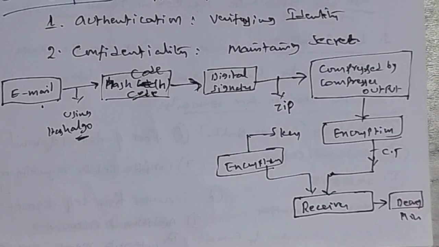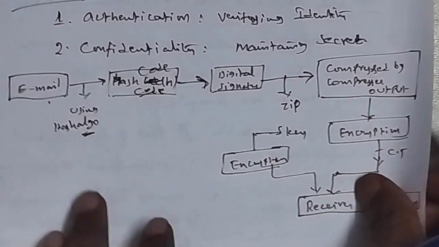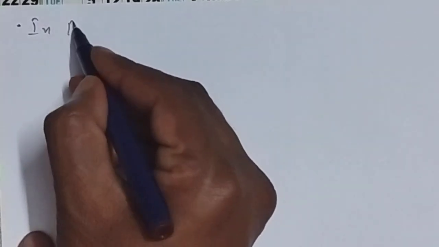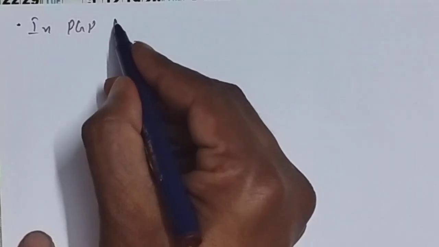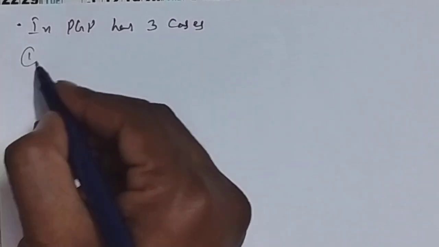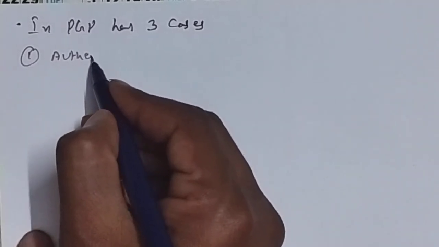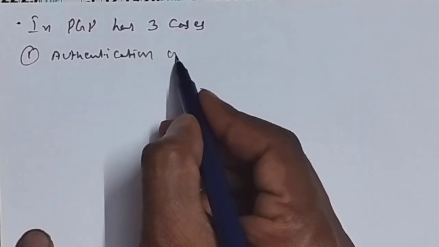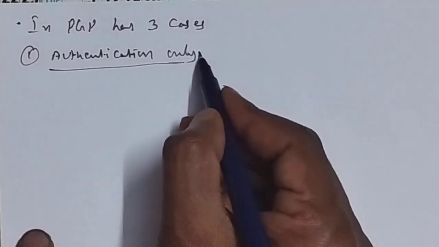Next, in PGP we have three cases. The first one is the authentication case only. What is the meaning of the authentication case? We will see. In the authentication case, the digital signatures are involved.